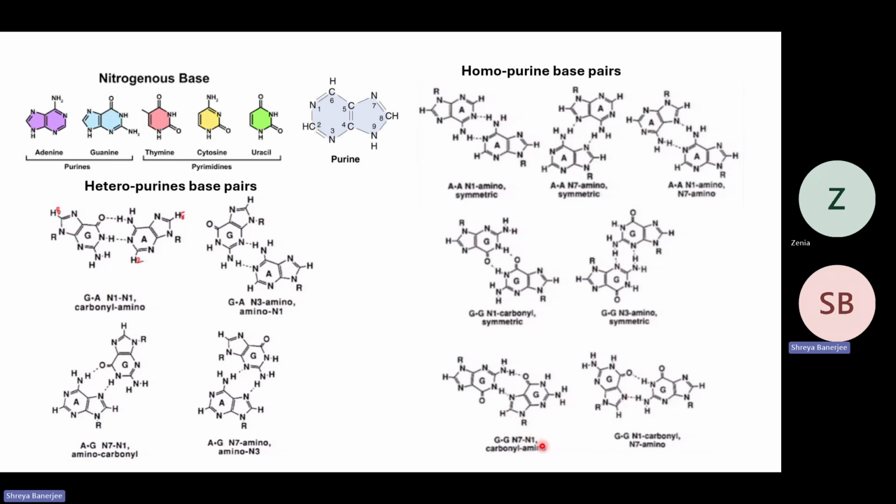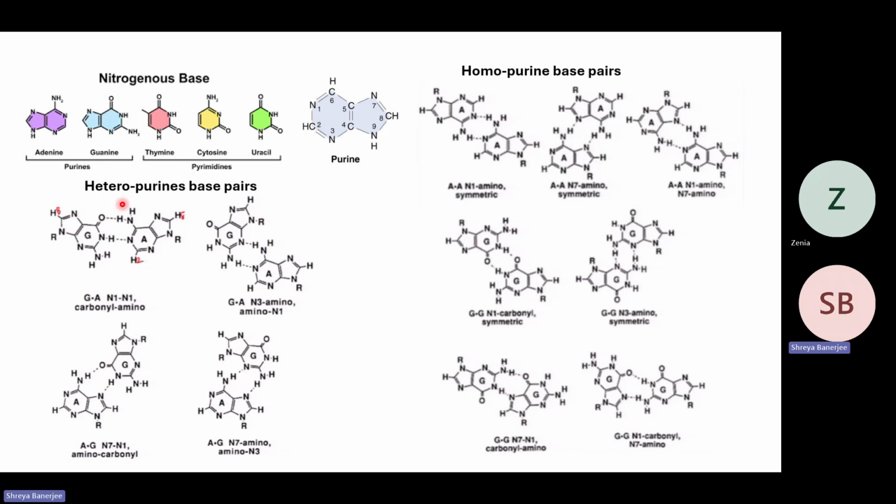Then you can have homopurine but non-symmetric. So N7 to N1. If you look at this, N7 of one G to the N1 of the other G, and carbonyl of one G to the amino of the other G. So clearly this is non-symmetric. Again, you can have N1 of one G to the carbonyl of the other G, N7 of one G to the amino of the other G. So this is also non-symmetric, and these are all homopurine base pairs.